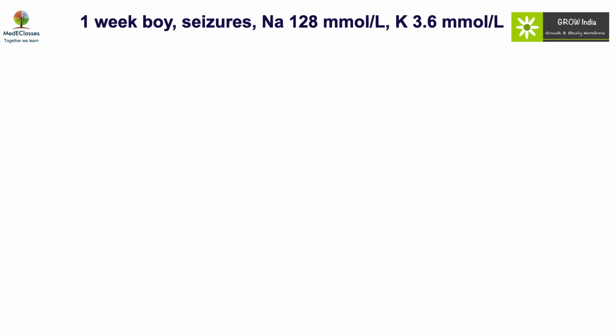1 week old boy with seizures, sodium is 128, potassium is 3.6, so there is hyponatremia and borderline hypokalemia.